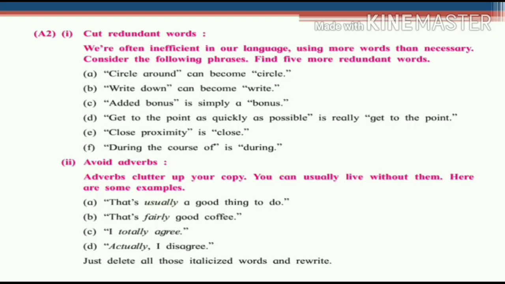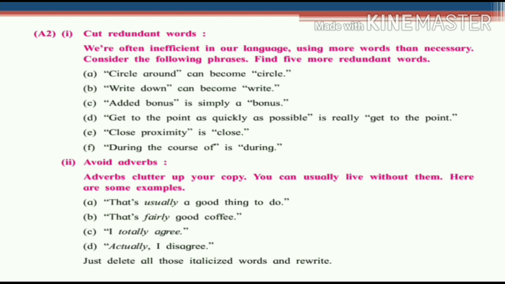Activity A2. Now here, cut redundant words. The first phrase, circle around, can become circle. Don't use extra words. You can just write circle it. Write down, better you just say write. Added bonus, you can simply say bonus. Get the point as quickly as possible, you can just say get to the point. And close proximity, you can just use close because it has the same meaning. During the course of, you can also use only during.